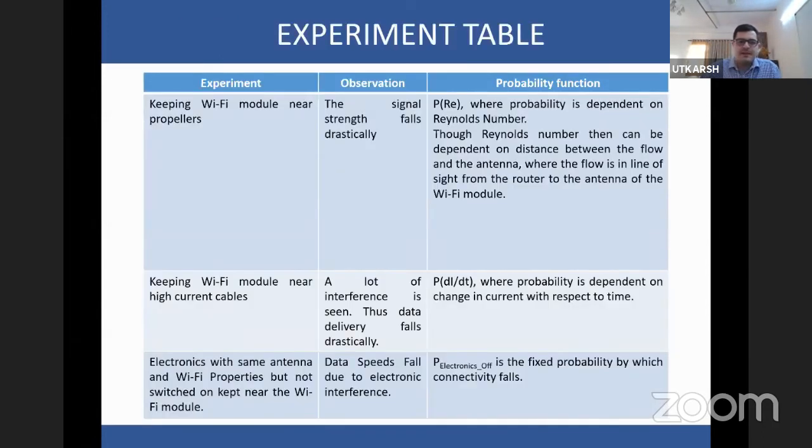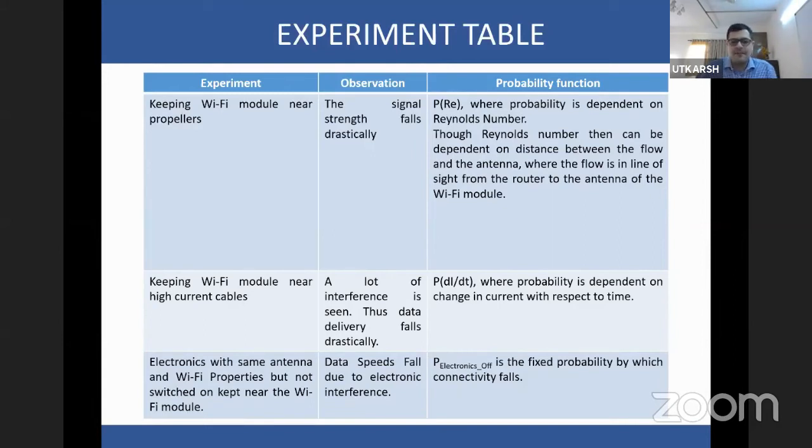The first experiment was keeping the Wi-Fi module near the propellers. The signal strength falls drastically. That was our observation. So the probability function is P of Re, where probability is dependent upon the Reynolds number. The Reynolds number can then be dependent on the distance between the flow and the antenna, where the flow is in the line of sight from the router to the antenna of the Wi-Fi module.